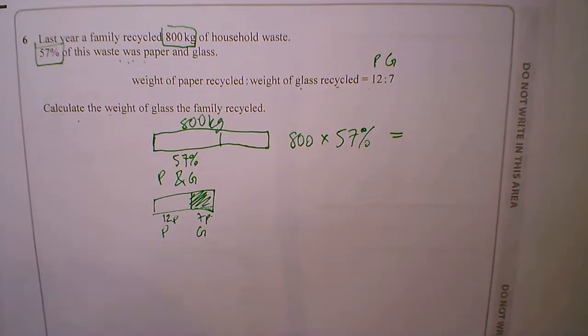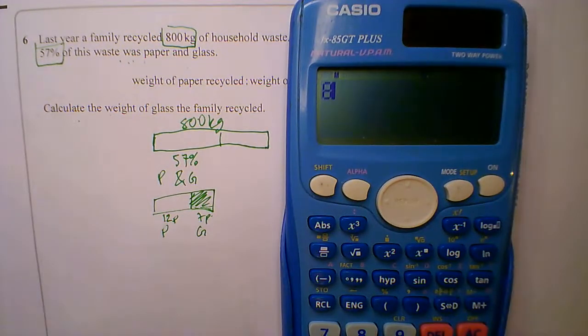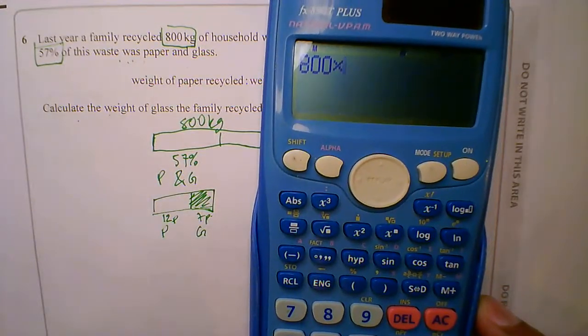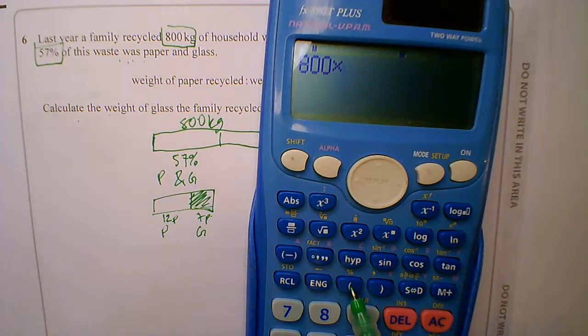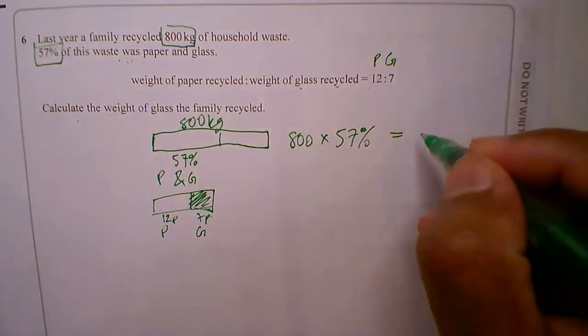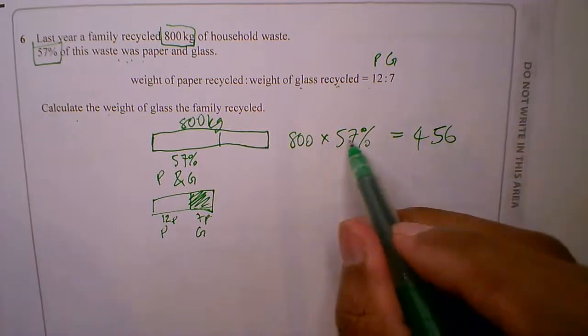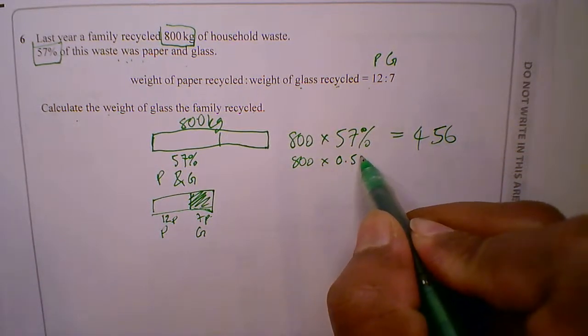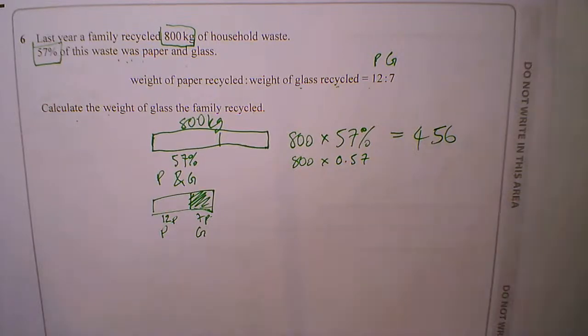So we can use our calculator. 800 times by, you can see the percentage, there's a percentage button there. So I'm going to press shift and the percentage. 57% is 456. If you are not familiar with using the percentage button, just divide by 100. This is 0.57. Okay, so now this is 456.